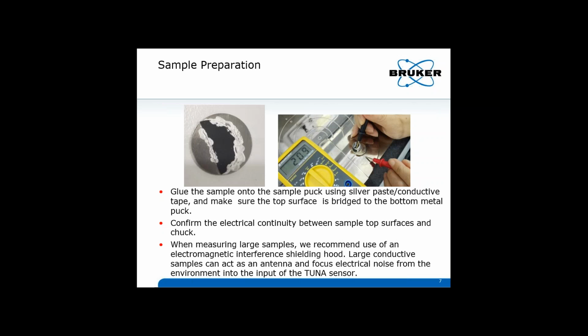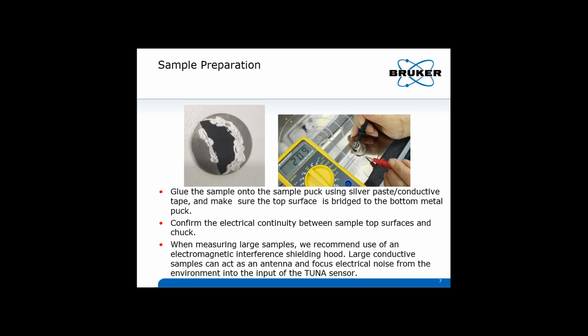Sample preparation. After we select the proper probes for the study, we need to pay attention to the sample preparation. Here, I recommend 3 steps for you to prepare your sample. The first one is you need to glue the sample onto the sample puck using either silver paste or conductive tape, and make sure that the sample top surface is bridged to the bottom metal puck.